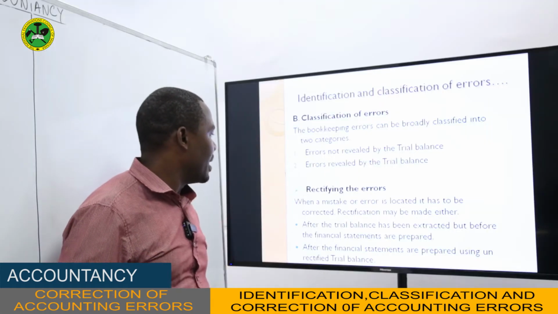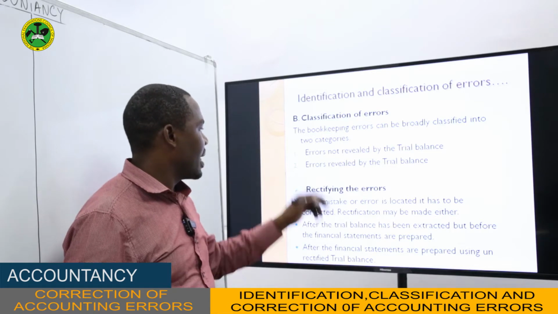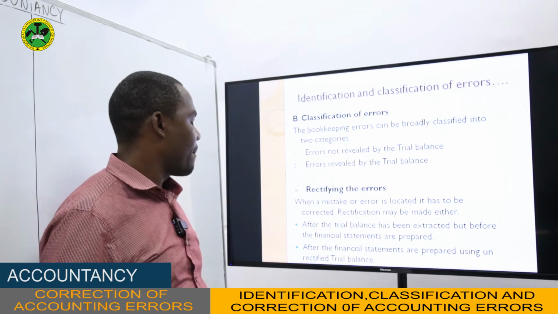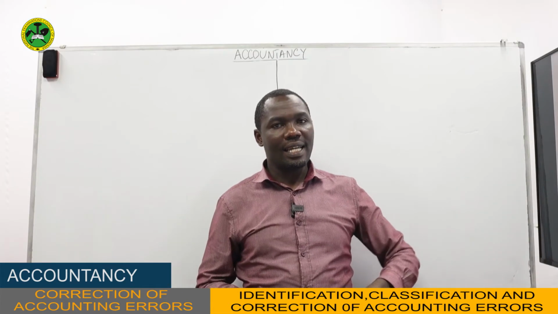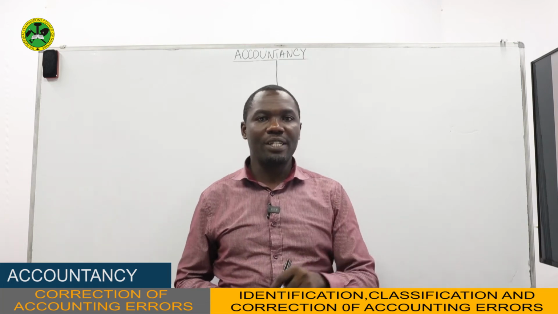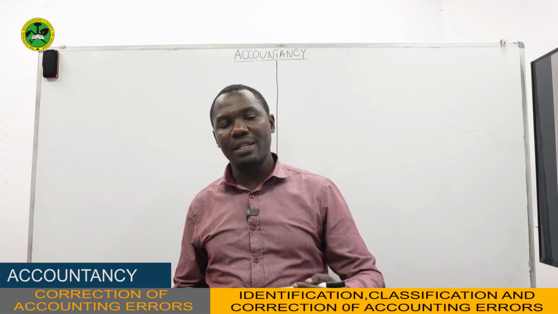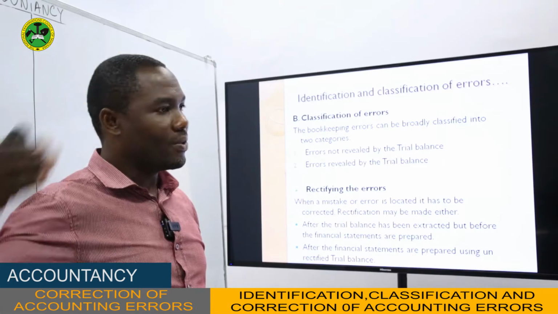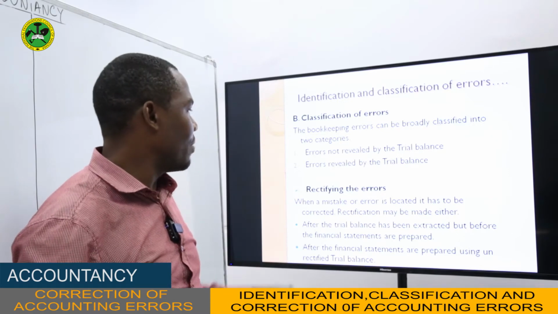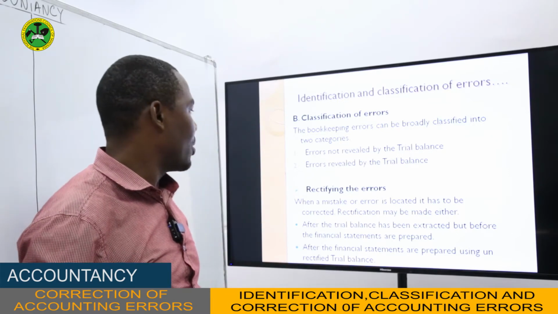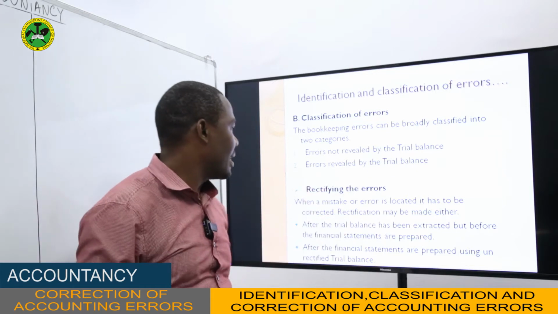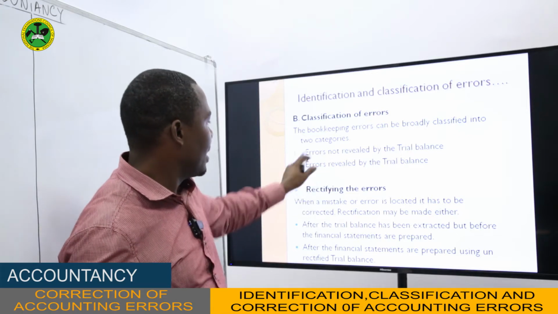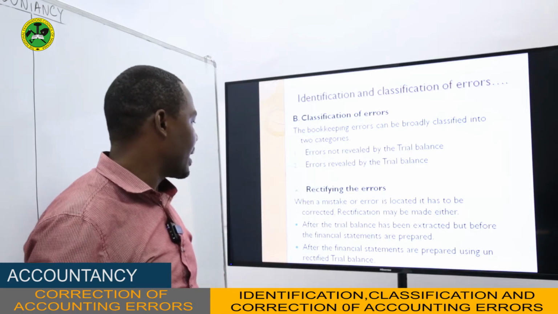But errors revealed by trial balance normally affect the agreement of the trial balance, and basically they affect the principle of double entry. If you record by single entry, or you fail to transfer to the corresponding account, you fail to complete the double entry system, then automatically there will be imbalancing in your trial balance. So these are the broad categories of errors.